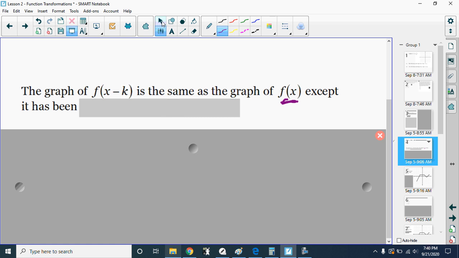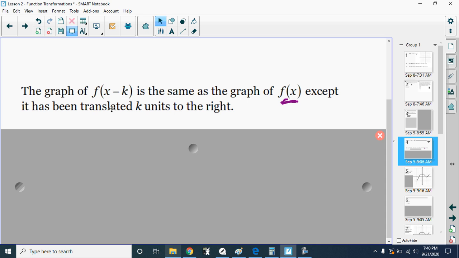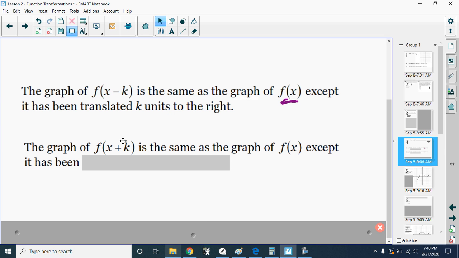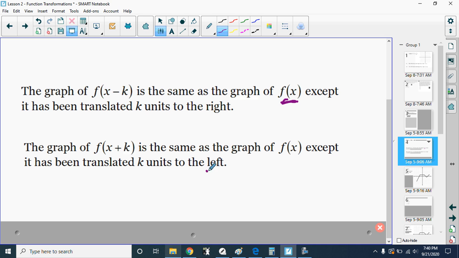It's the same shape, the same size. The only difference is it's been translated. Translated means moved. So it's been moved k units to the right. So f of x minus k gets moved k units to the right. And then maybe as you would expect, f of x plus k is exactly the same as the graph of f of x, except it has been translated k units to the left.